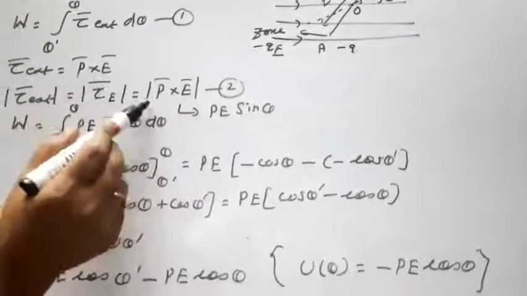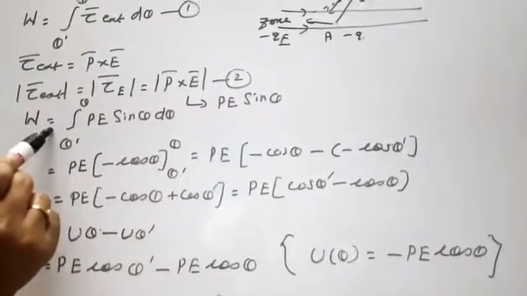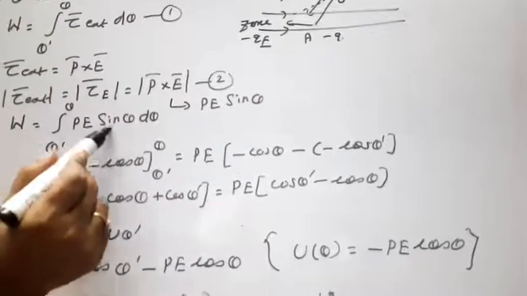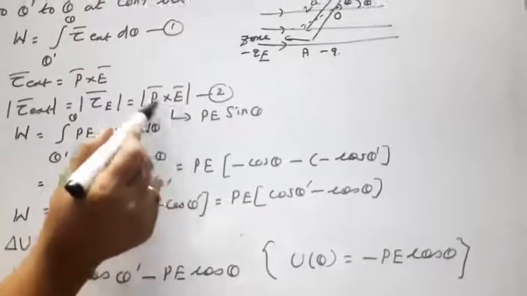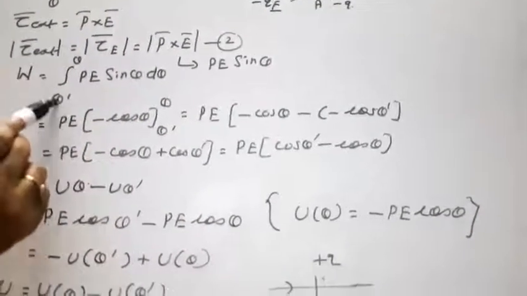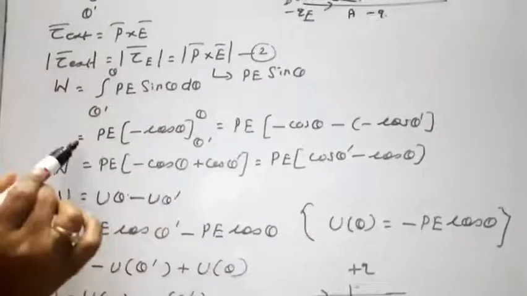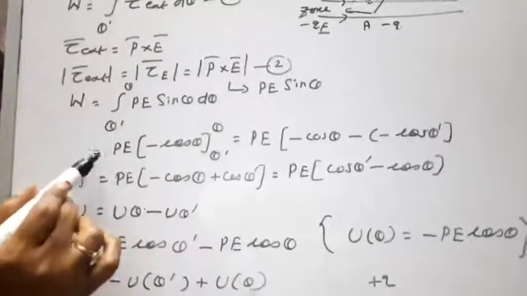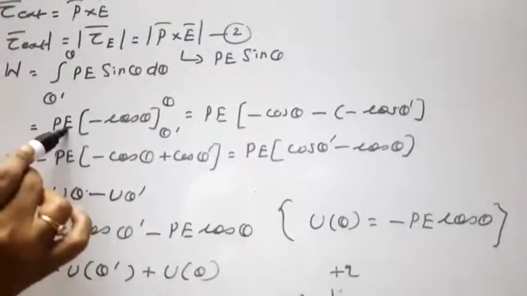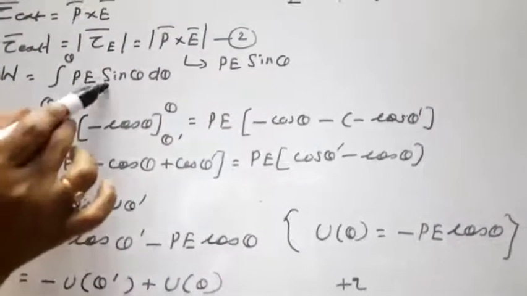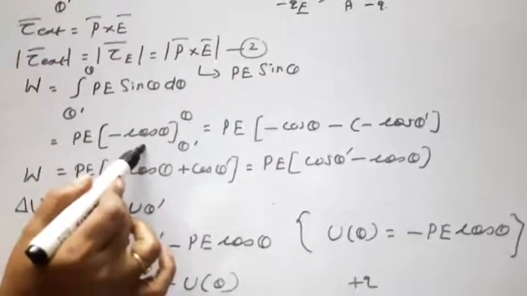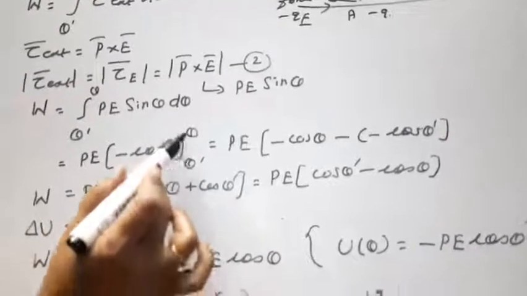Therefore, the modulus of tau external equal to the modulus of P vector cross E vector. This is equation 2. Therefore, W equal to integral of theta dash to theta Pe sin theta d theta, because the cross product value is Pe sin theta. Now, we can integrate it. Therefore, W equal to Pe, which is a constant value, take it out. When we integrate sin theta, we get minus cos theta, and the limits are theta dash and theta.